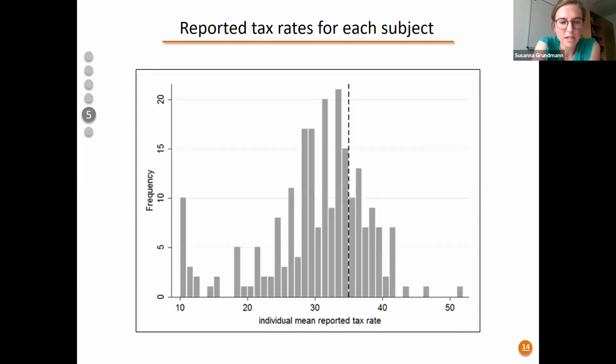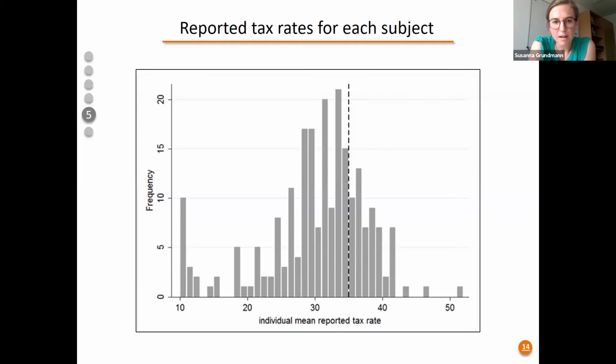And here we can see that only 10 subjects cheated to the full extent and reported the lowest tax rate of 10% in all rounds. All other subjects seem to have been honest to a certain extent or responsive to the circumstances and did not always cheat to the full extent, even though they knew that they could get away with it.